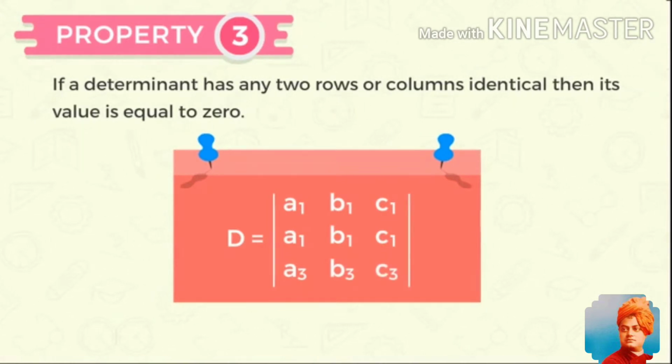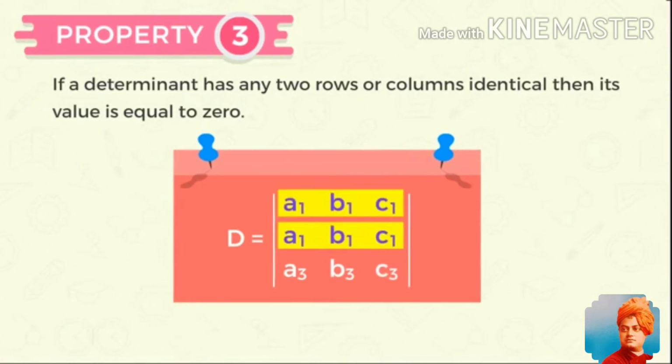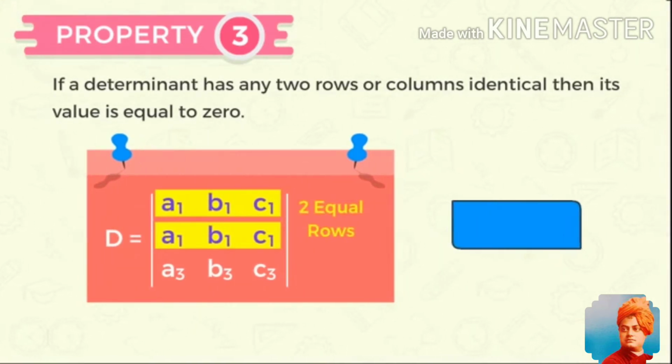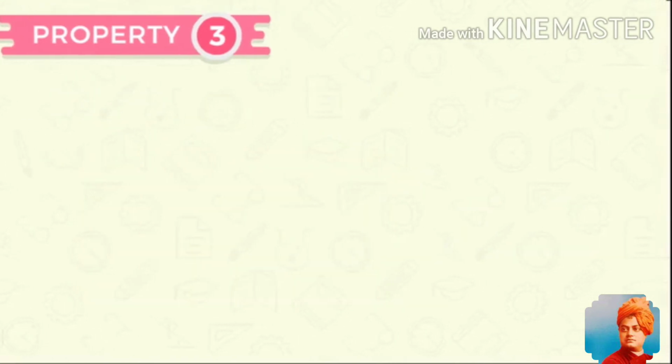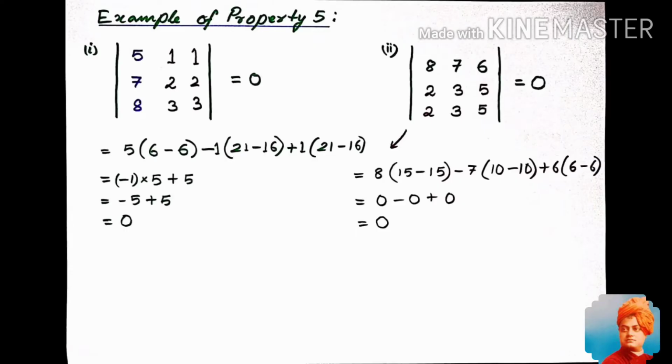We can see here these first and second rows are identical. So if these two rows are identical, then we can say that the value of the determinant is 0. Let us try to understand with this example. I have taken these two determinants, in the first we have taken two columns identical and in the second two rows identical, and we got the result to be 0.